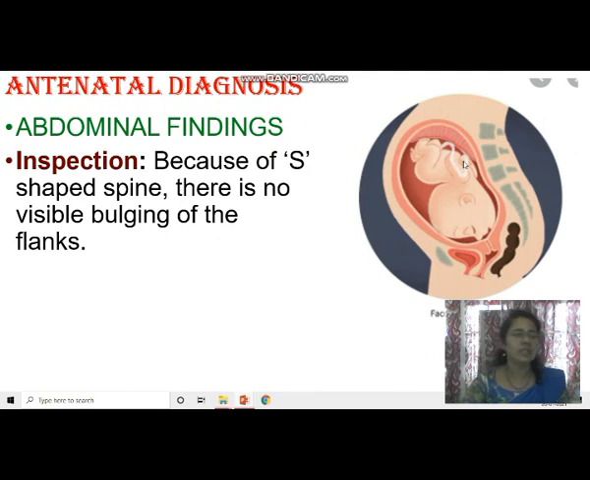You can see the spine is like an S shape. It is extended. So if it is face presentation, how will it become? It is extended. You can see head and the back are in relation. So because of this S-shaped spine, there is no visible bulging of the flanks; it cannot be seen.